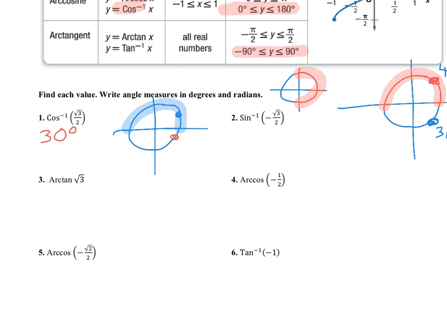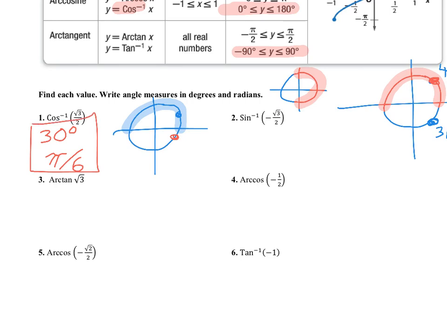Alright, what is 30 degrees in radians? Well, remember, pi is 180. Pi is 180. So what did pi get divided by? 180 divided by 6. So these are our two answers.